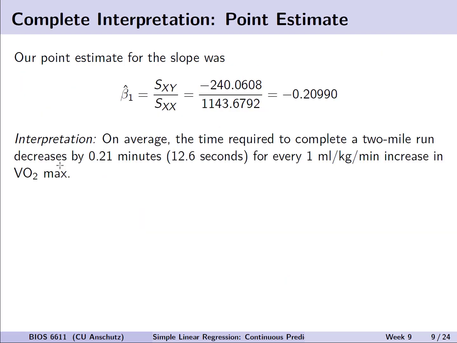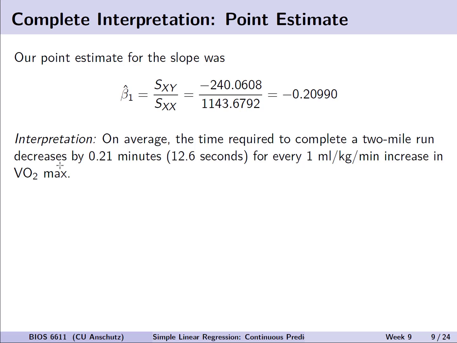So let's start with that complete interpretation for the first element, our point estimate. Now we're going to interpret this in the context of the slope, where we see our estimate for the slope, beta 1 hat, was negative 0.2099. Our interpretation of this estimate is that on average, the time required to complete a 2-mile run decreases by 0.21 minutes, or maybe we want to translate that to a more meaningful scale like 12.6 seconds, for every 1 milliliter per kilogram per minute increase in someone's VO2 max.